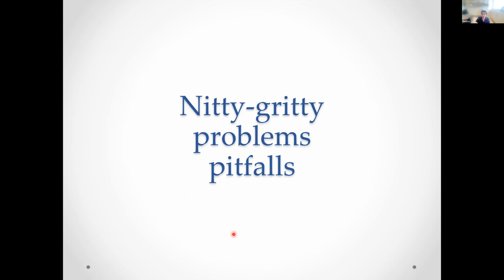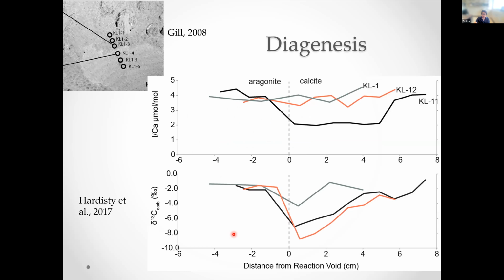Now I want to show a few slides about some more details, some considerations if you really want to use the proxy. There are a few things that you want to be aware of and be careful about. The first thing, especially in deep time, that we want to worry about is diagenesis. So how does iodine-calcium do in terms of diagenesis?